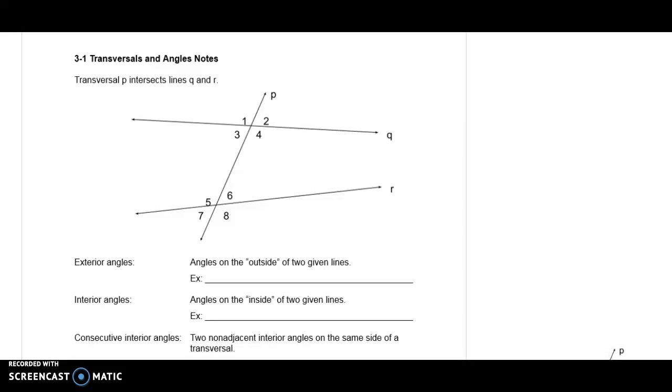3-1 Transversals and Angles. Unit 3 covers transversals to the fullest. A transversal is a line that cuts through two other lines making 8 angles. In this image here, the transversal is line P, because this line here cuts through two other lines and makes 8 angles. 1, 2, 3, 4, 5, 6, 7, 8.